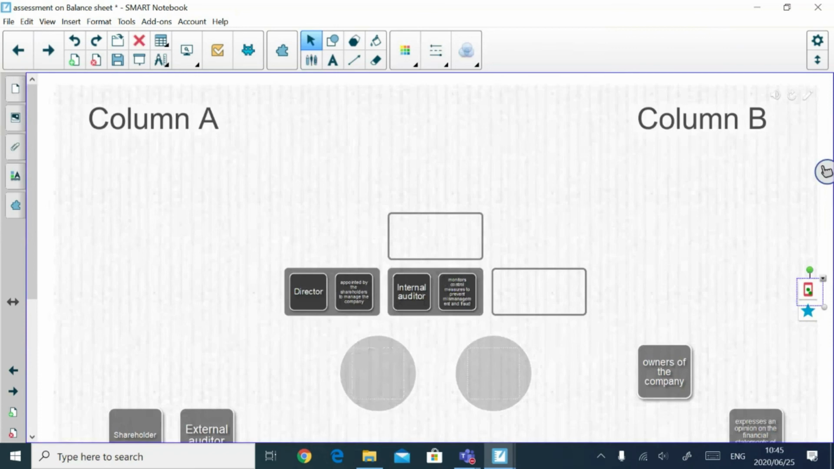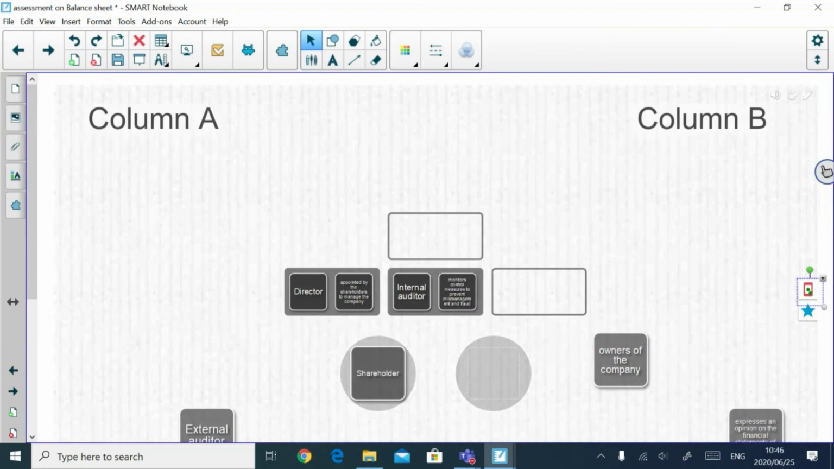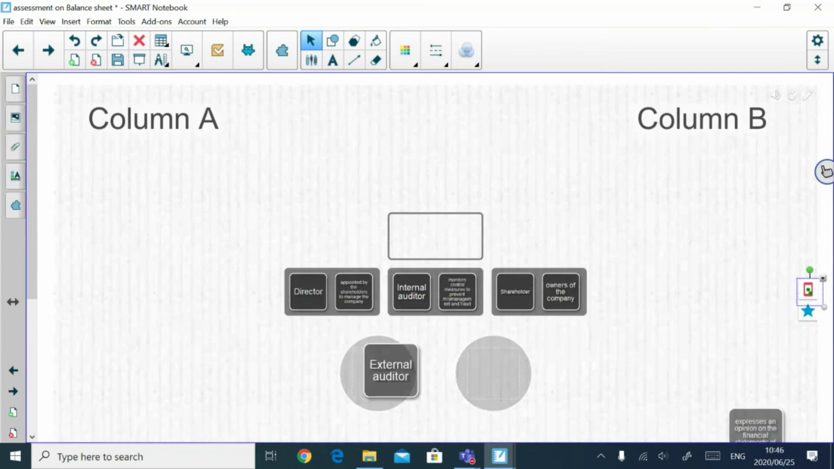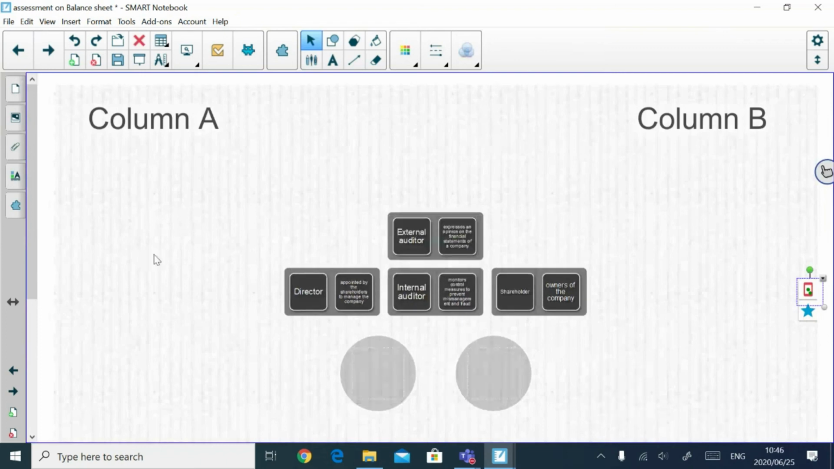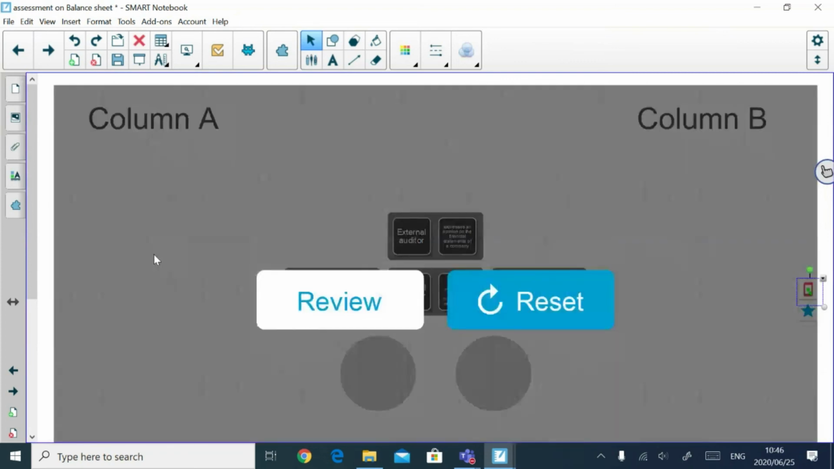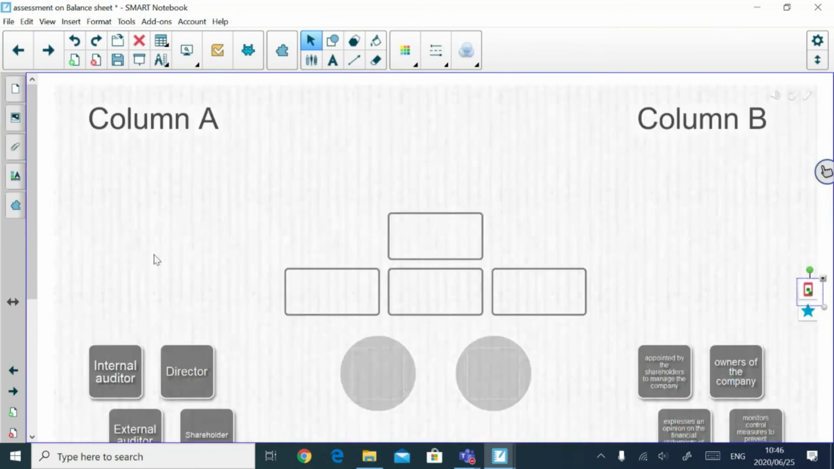Okay, shareholders. Do they monitor or are they owners of the company? They are the owners. Okay, then the last one. This one, and here we go. Yes. So that's it. We'll just stop right here with our lesson. We'll continue with those questions. We'll do as many questions as we can.